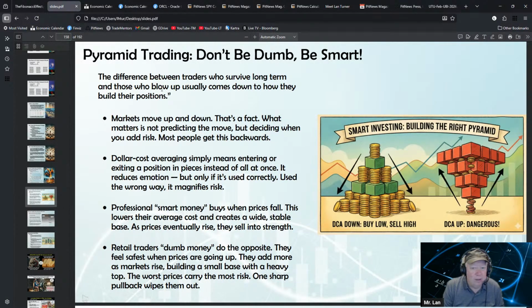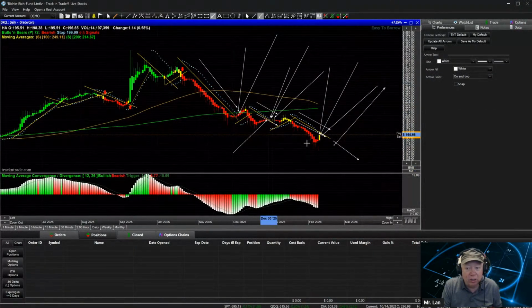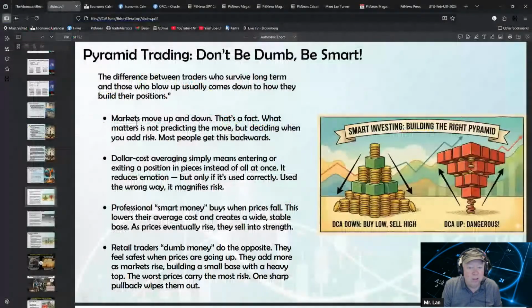Be smart. The difference between traders who survive long-term and those who blow up usually comes down to how they build their positions. All right, so this is what we're talking about. We're over here talking about how you're going to build your positions in Oracle. So markets move up and down. That's a fact. What matters is not predicting the move, but deciding when you add risk. Most people get this backwards.